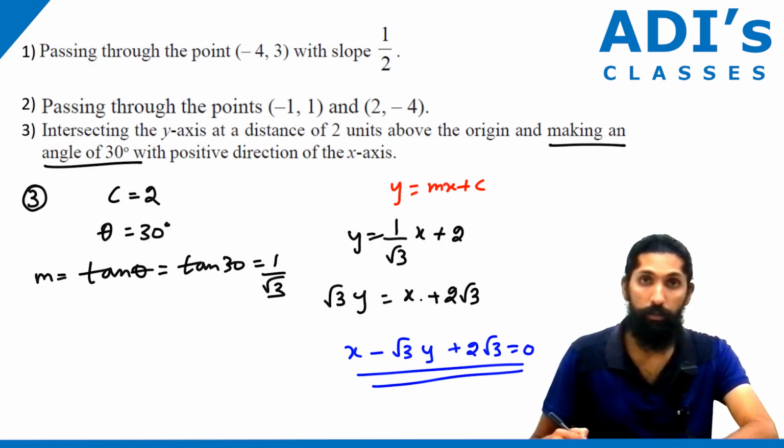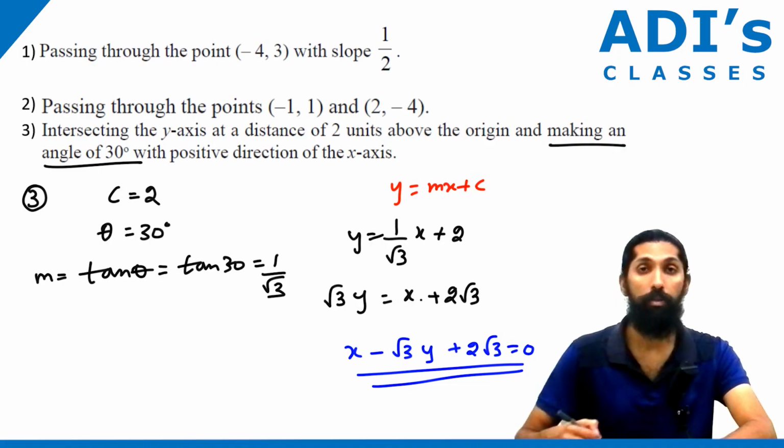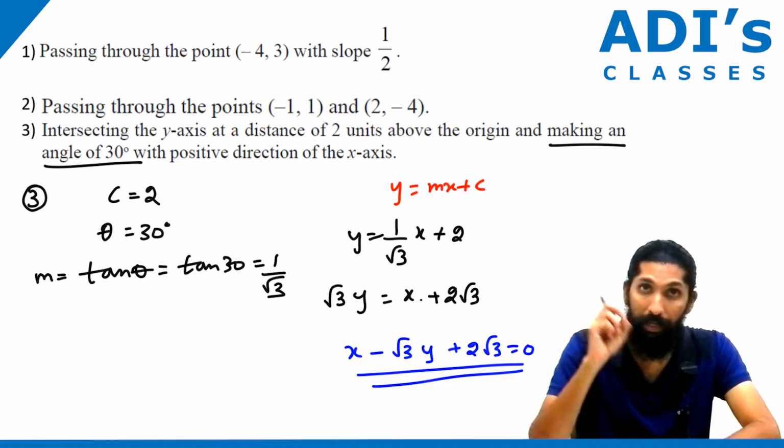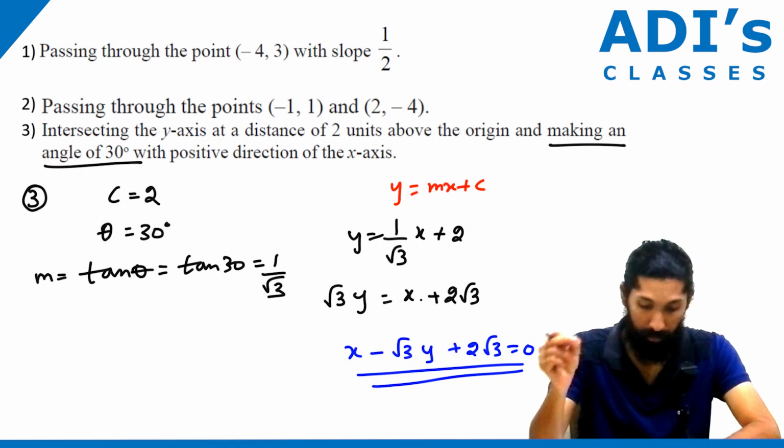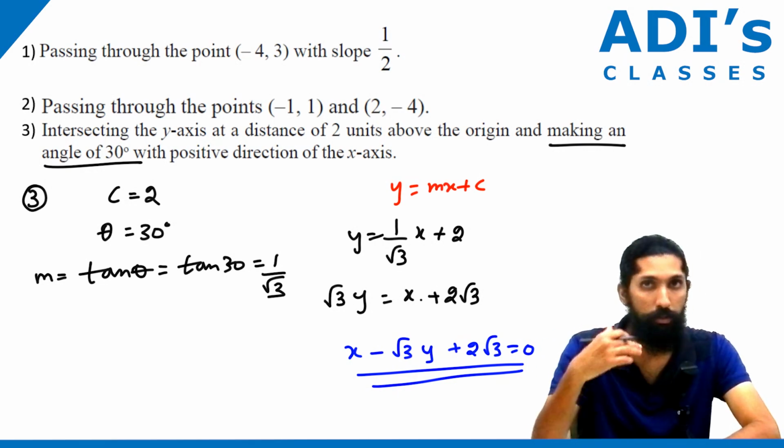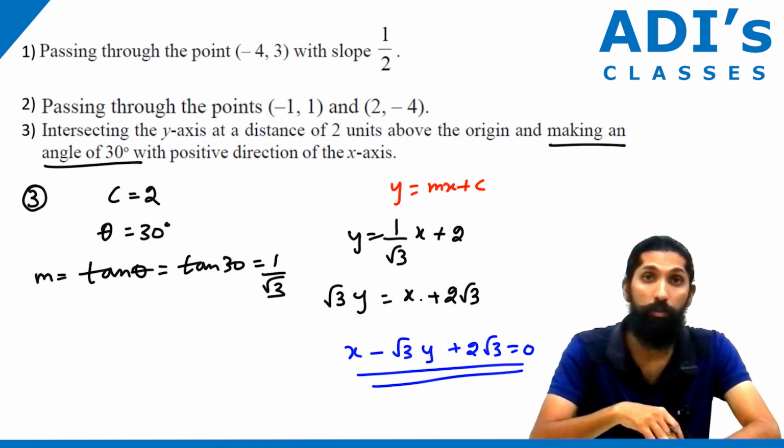So this is going to give you the answer for the third question. Remember, it's the slope intercept form, y is equal to mx plus c. With the help of that, we can solve the third one. Okay, now let's look at the fourth one.